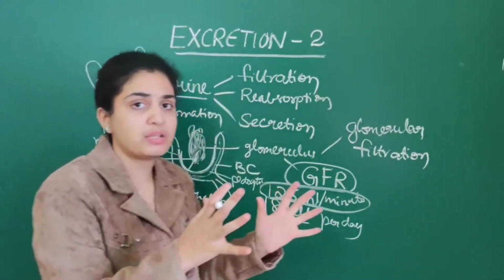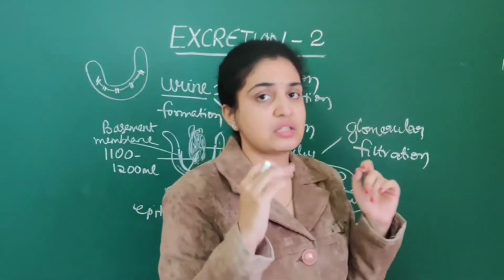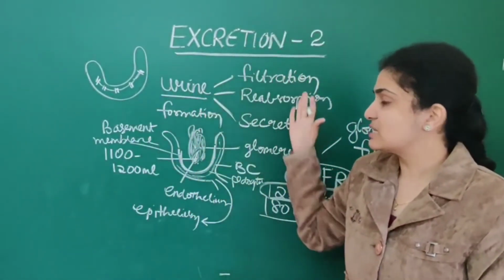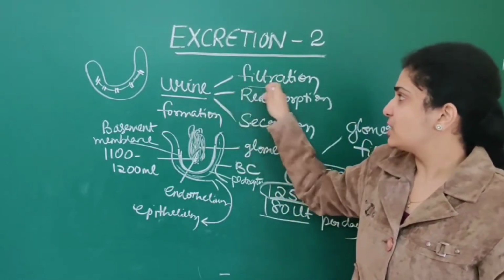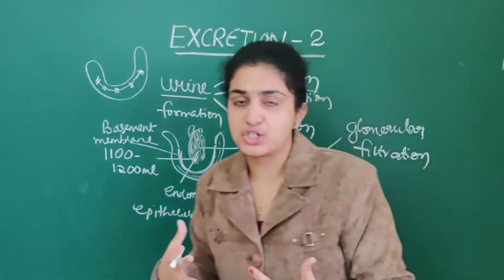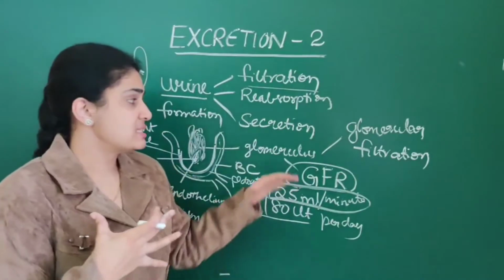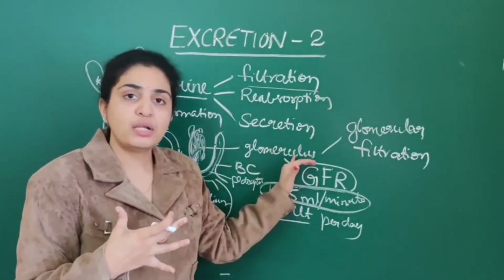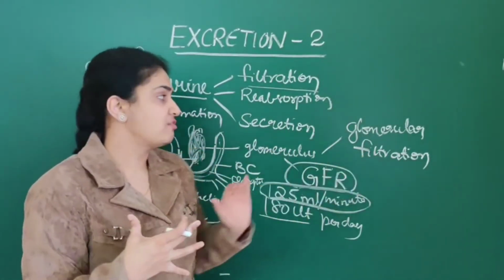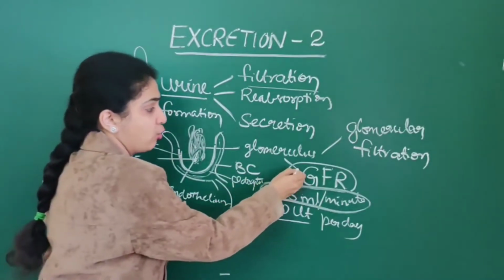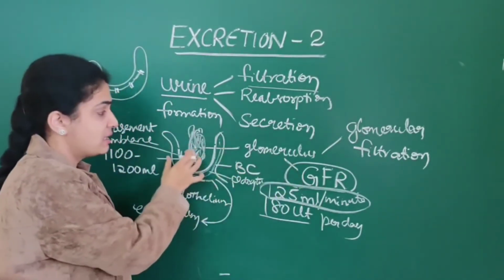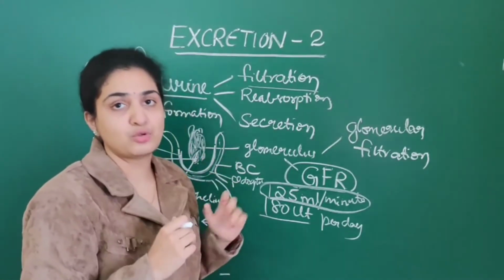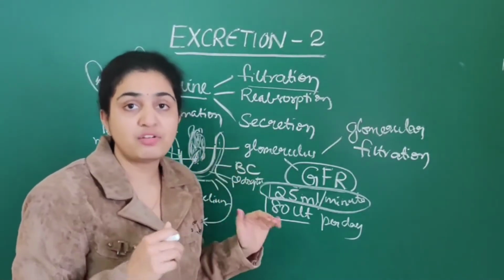First, urine formation takes place by 3 processes. That is filtration process, reabsorption as well as secretion. Initially, the process of filtration takes place in the glomerulus. So it is called glomerular filtration. In the glomerulus it will take place. Outside of the glomerulus there is Bowman's capsule. These are the parts of the nephron.